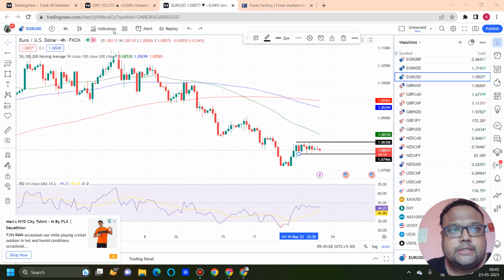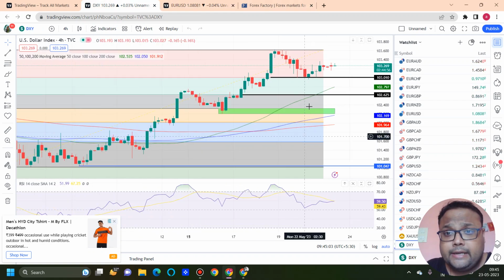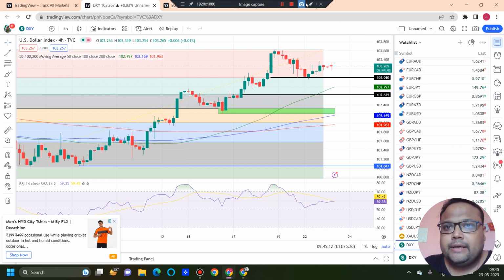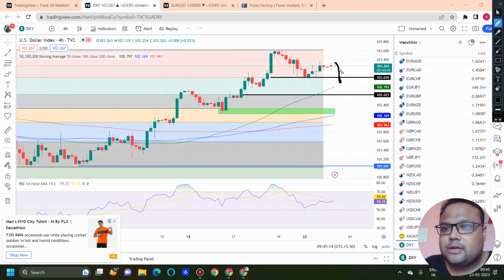And as we have already seen on the chart of DXY, though it is showing upside, the upside is not very strong. So there is a good chance that if DXY surrenders and forms a big red candle, then obviously you will get an upside on the chart of Euro USD and you can take a buy position.